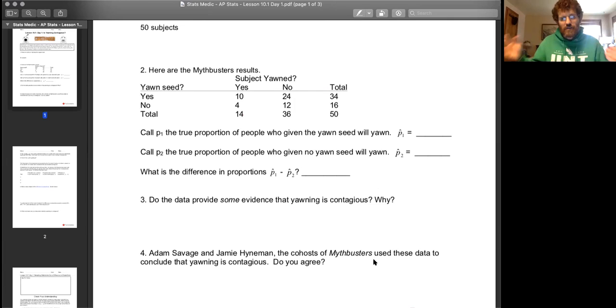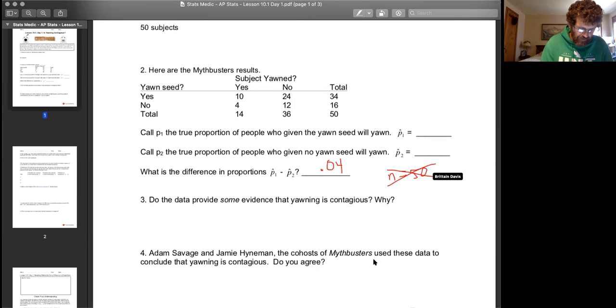Like if there was a bigger difference, if 25% of people yawned just in general, and then 50% of people yawned when they were given a seed, then that would be somewhat convincing to us. But even that 0.04 that we got right here would be a lot more convincing if our sample size was not 50, but maybe 1,000. So if 1,000 people did that and you got a 0.04, well, that would be some pretty convincing evidence too. So the reason for that is all in the calculation.